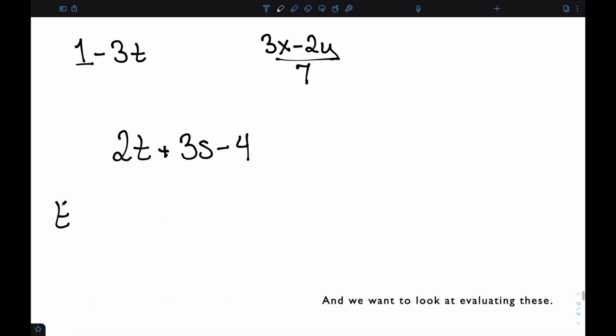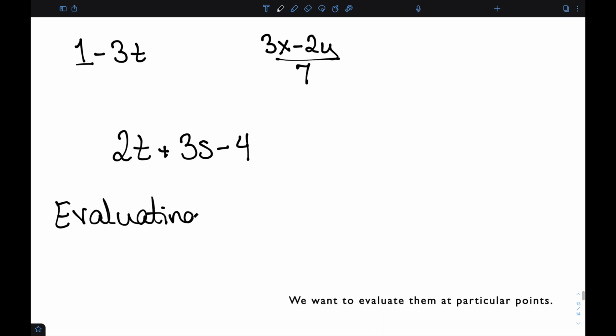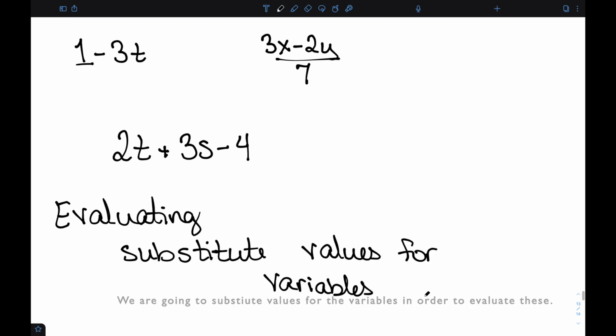And we want to look at evaluating these. So we want to evaluate them at particular points. We're going to substitute values for the variables in order to evaluate these.